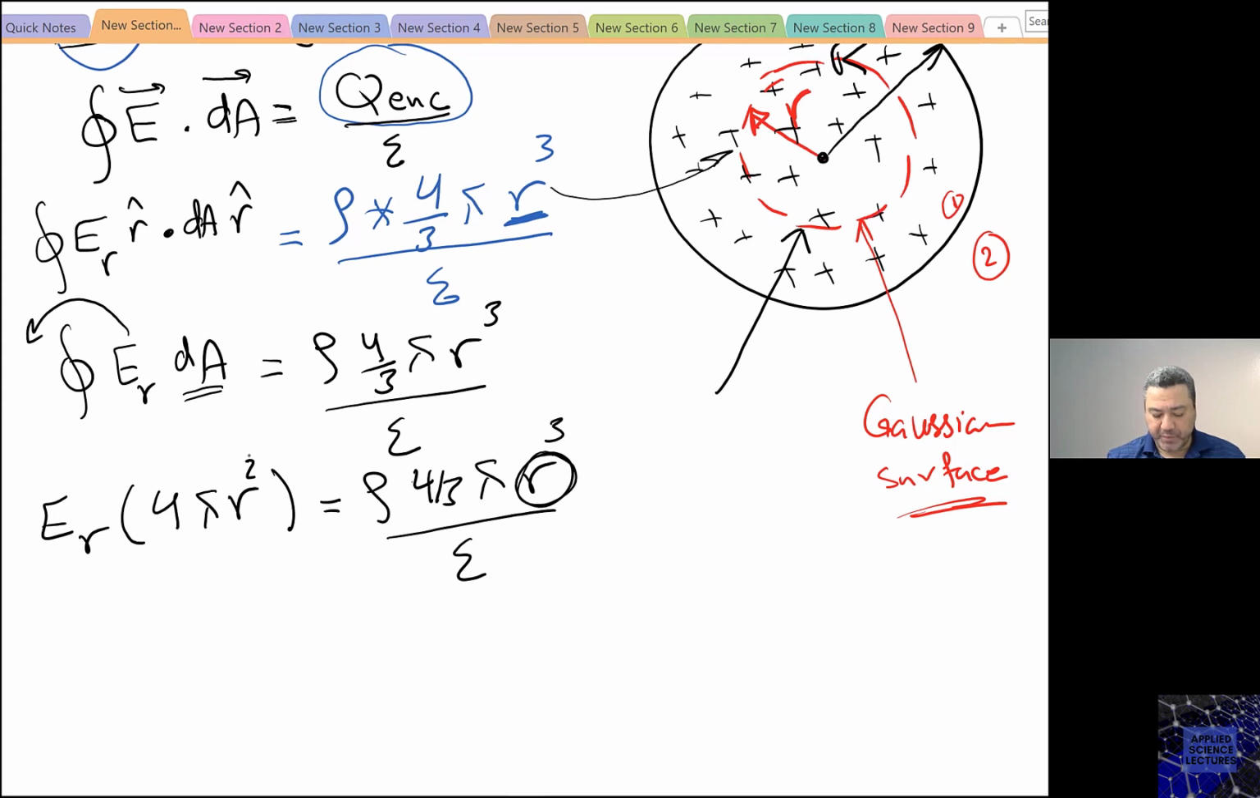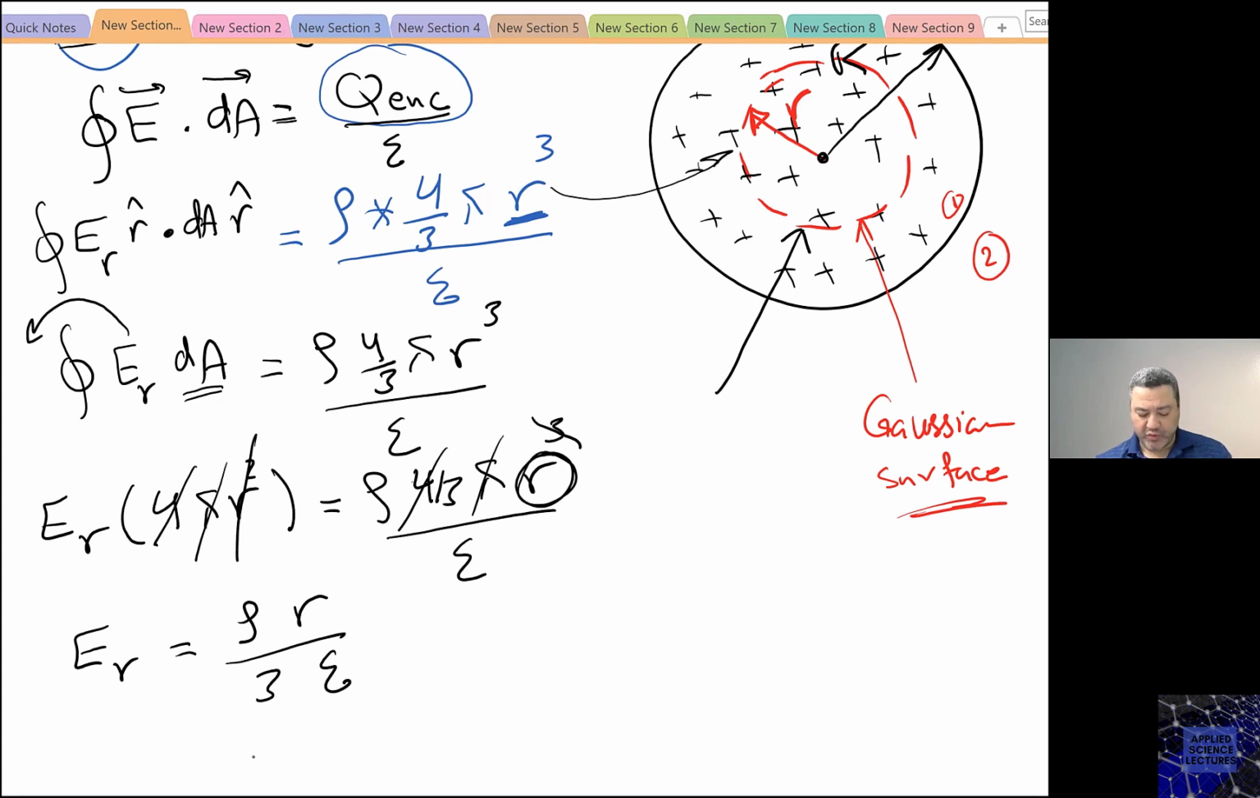Now r squared will cancel with the cubed here. Pi will also cancel, 4 will cancel, and I will end up with E_r equals rho r over 3 epsilon. This is the electric field for region number 1.